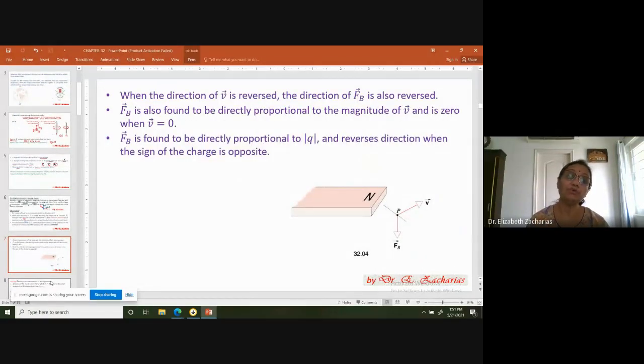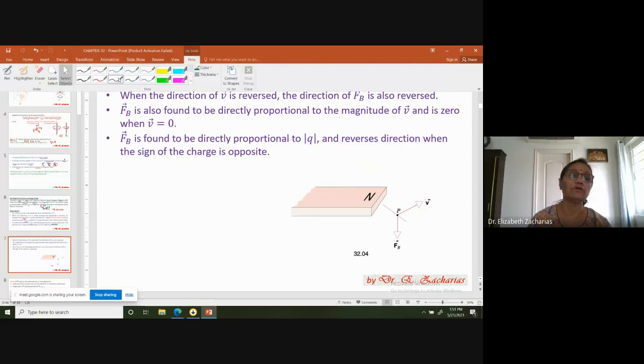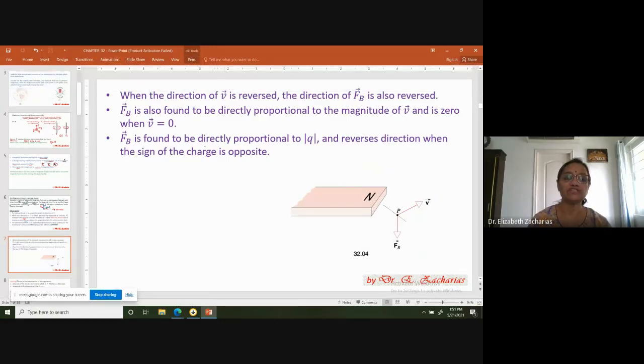Now, when you reverse the direction of the charge, you're finding that the force direction gets reversed. So that means not only the velocity magnitude, the direction also matters. And when you're reversing it, you're seeing that the FB direction is getting reversed.